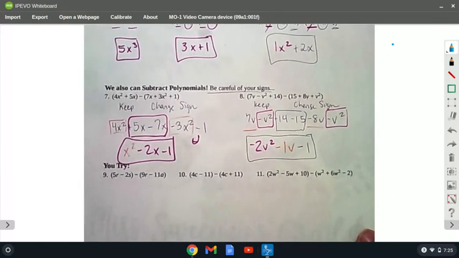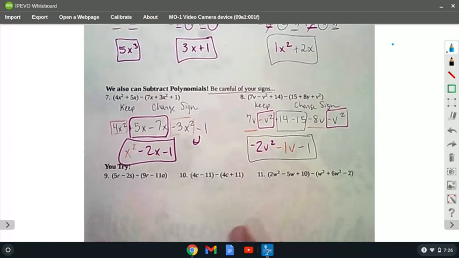Okay, at this time, once again, I want you to pause the video, try these 3 problems on your own, and when you push play, I will go back over them. Okay, so at this time now, pause the video, try these 3 problems on your own.